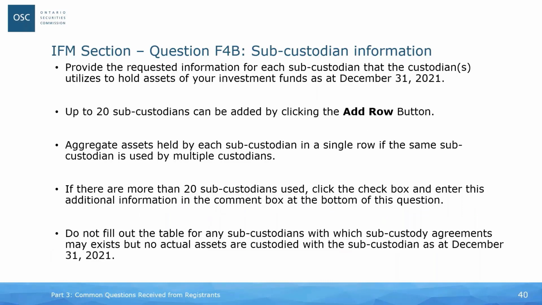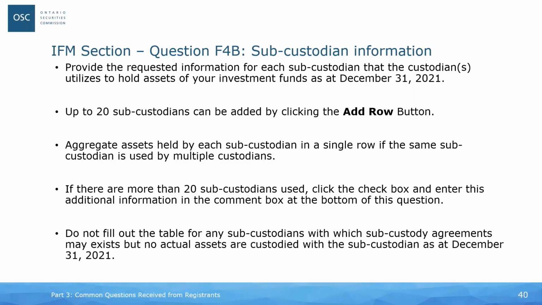This question, F4B, requesting sub-custodian information, is new this year. We thought it would be prudent to cover this as part of the webinar, and we will walk through an example. We are asking the firm to provide the requested information for each sub-custodian that your custodian or custodians utilize to hold assets of your investment funds as at December 31st, 2021. Up to 20 sub-custodians can be added by clicking the Add Row button.